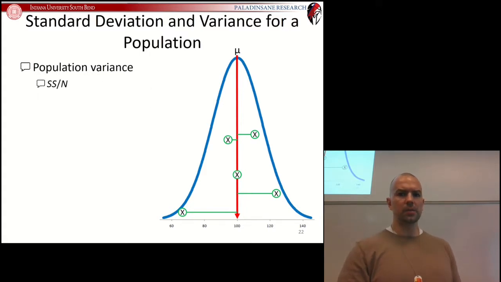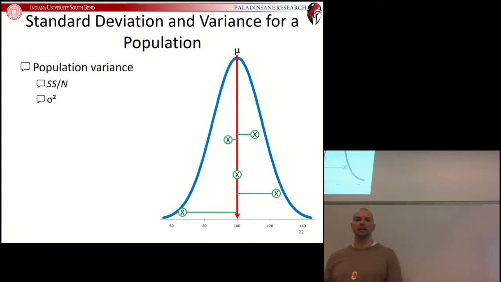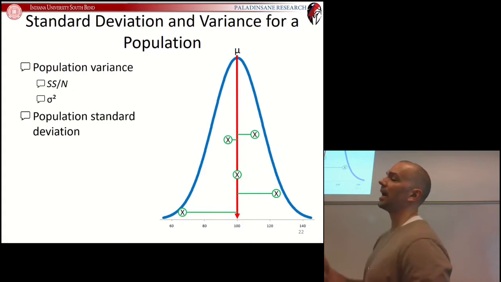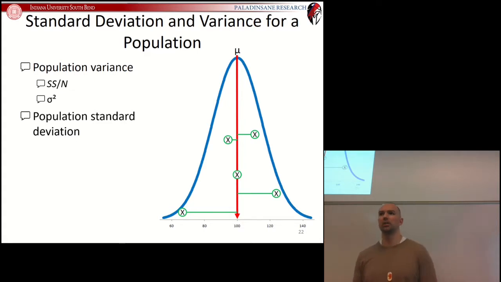All right, so we have the sum of squared deviations divided by the number of scores. That is your population variance. Directly related to that is population standard deviation. So what we have here is not the average deviation. It's the average squared deviation.